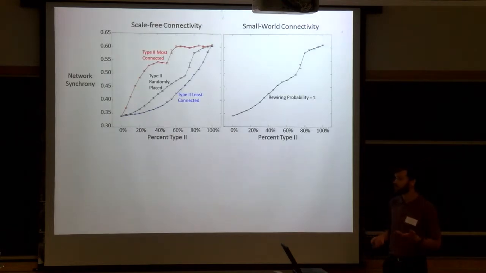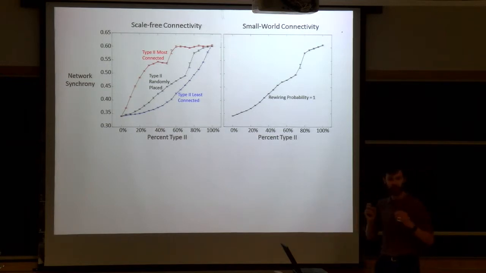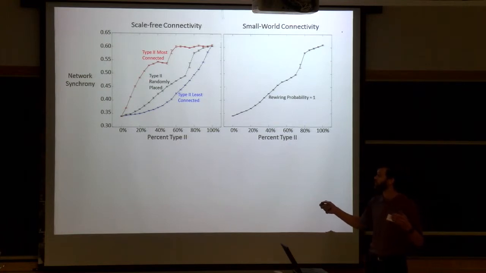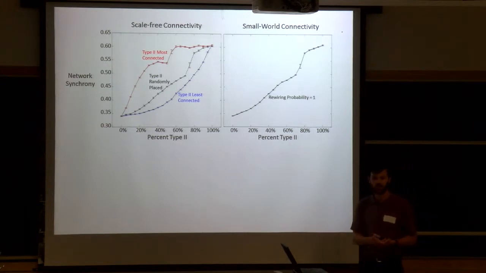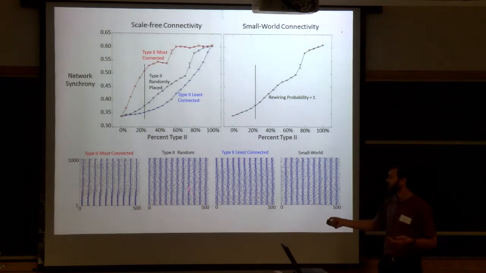Comparing that to the scale-free model, we first noticed that in the extremes of a fully type 1 network or a fully type 2 network, both the scale-free and the random model have the same synchrony as predicted by the master stability function. However, in this scale-free model, when we position these type 2 neurons as those hubs, the most highly connected neurons, there is very different synchrony, much higher in the scale-free than in any other situation. This can also be seen in the raster plots, say for 25% of the neurons being type 2. Here, where those 25% are the most highly connected, there is much greater synchrony than in any other case.